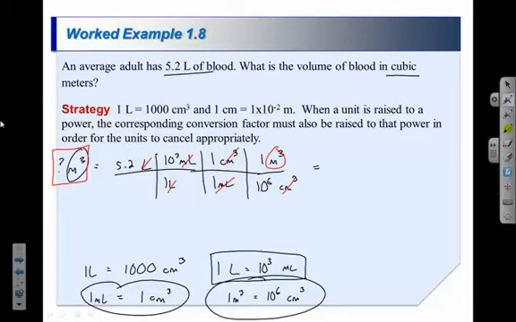So then I would just plug in 5.2 times E3 divided by E6, and I get 0.0052 meters cubed. Two sig figs because I was limited by the 2 sig figs I started with. Questions about that?